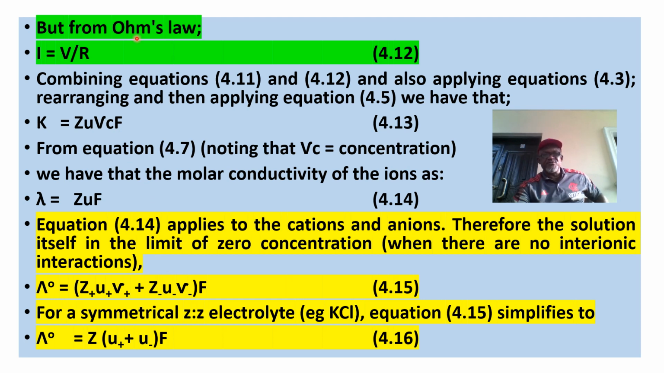And also we forge ahead with Ohm's law. From Ohm's law, current is equal to V over R. If we combine there, remembering our specific conductivity, we arrive at this, where νc is the concentration. Therefore, we can separate this into the positive and the negative ions. This gives us this very important equation for a symmetrical, that is 1:1 electrolyte, where the limiting molar conductivity is equal to this, given by equation 4.16.